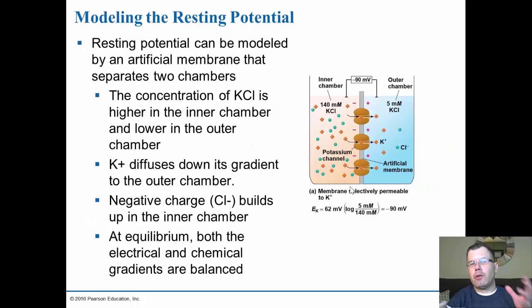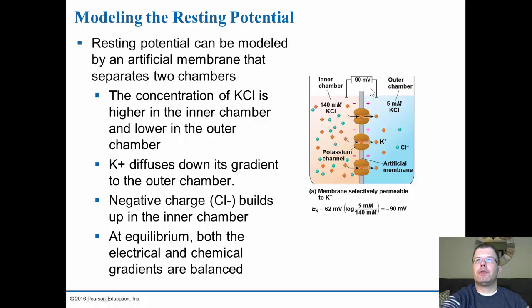We can actually demonstrate this in the lab by essentially having an inner and outer chamber and separating these chambers with artificial selectively permeable membranes. And so you can have these channels and see the difference in the charge. When you have an artificial membrane, in the outer chamber you have a positive charge because you're pumping the potassium out here, and a very small amount of potassium chloride. The potassium chloride is lower out here, so this is going to be positive. It's going to be higher on the inside, so that's negative, along with the potassium getting pumped out. So you're generating a positive charge here and a negative charge here.